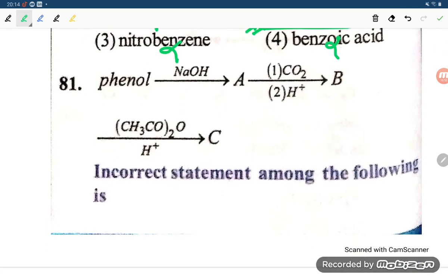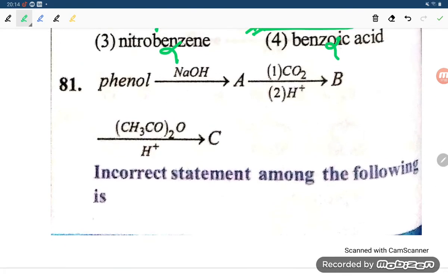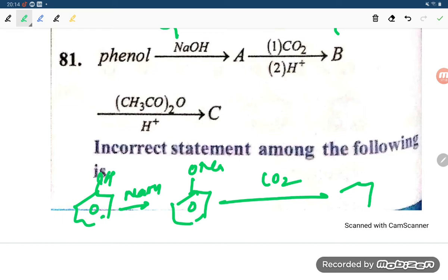Now let us see another question, student, problem number 81. Phenol is reacting with NaOH. So what compound will it give, student? OH is there. If you are treating with NaOH, it will give ONa. This compound, if it is reacting with CO2, will give the acid. Here is OH and here is COOH.